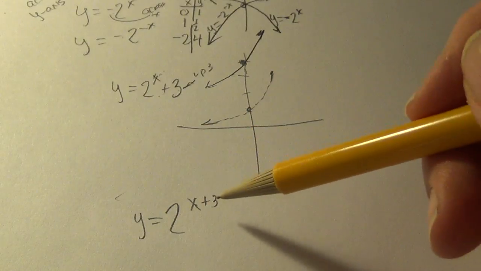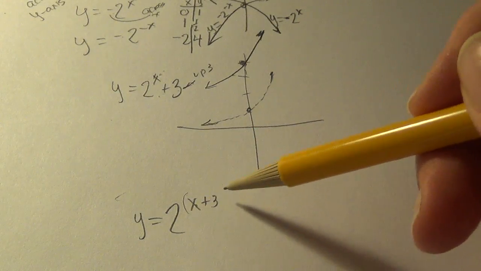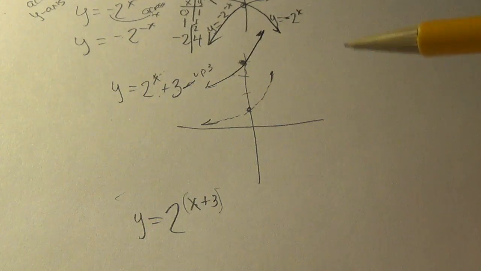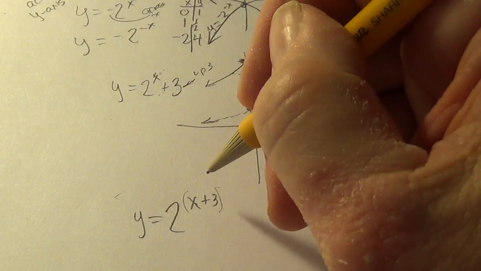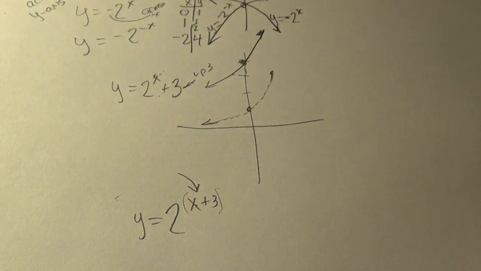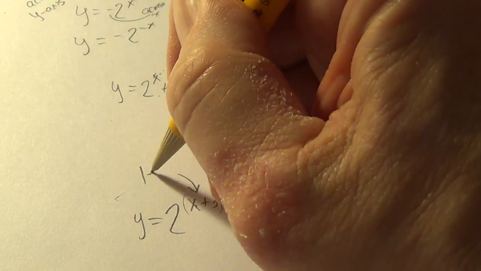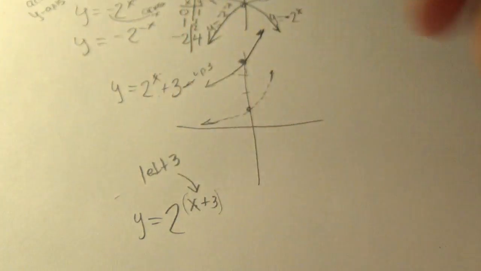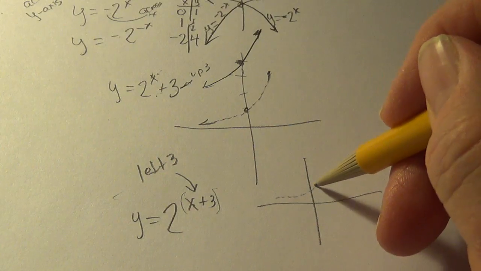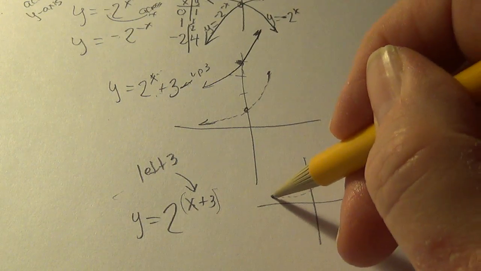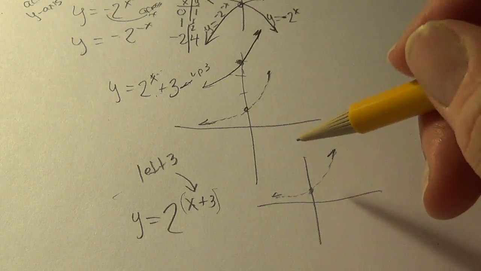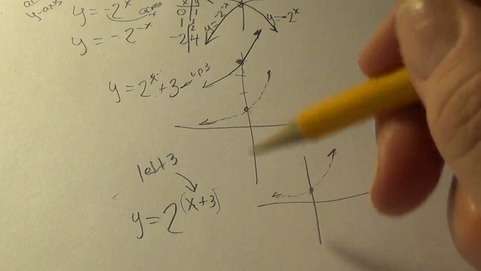So now the plus 3 is hugging the x. It's inside the argument. So therefore, it is a left or right transformation, and it's opposite what you think. So a plus 3 is actually to the left. So I draw the regular y equals 2 to the x, and I'm going to move this. I usually pick a spot and move that. So I'm going to move it to the left 3.